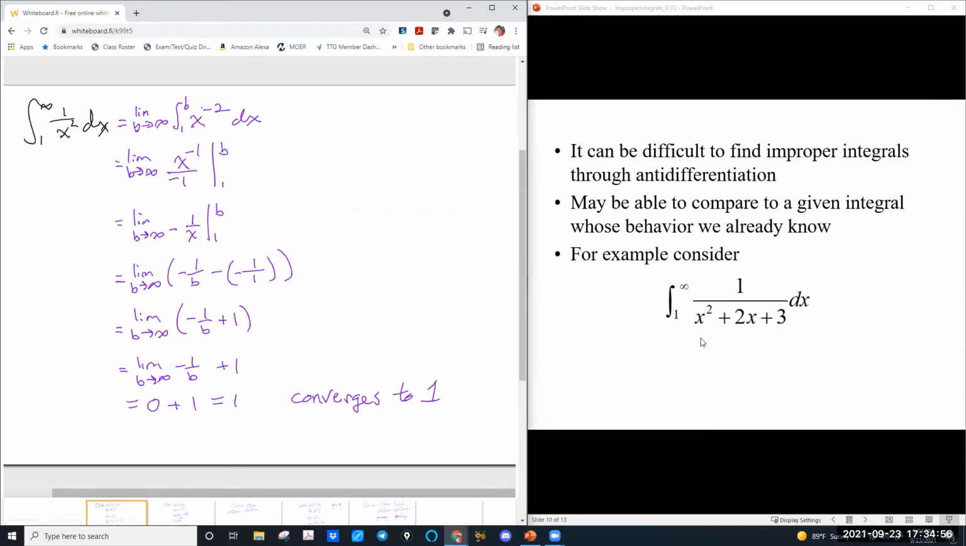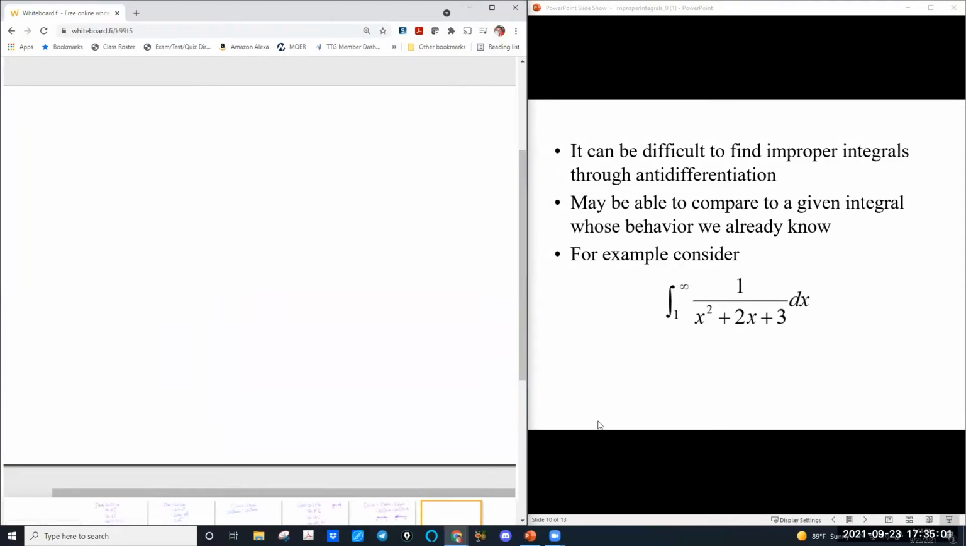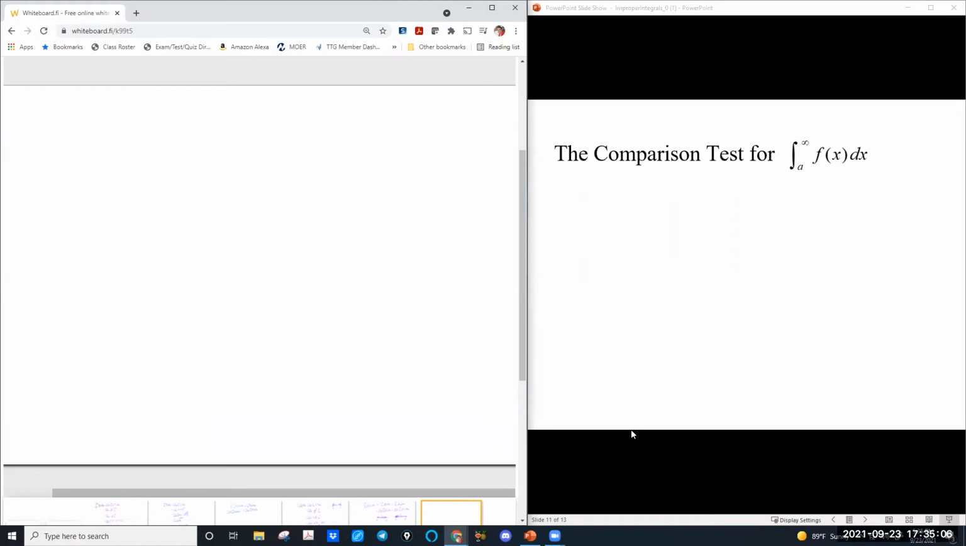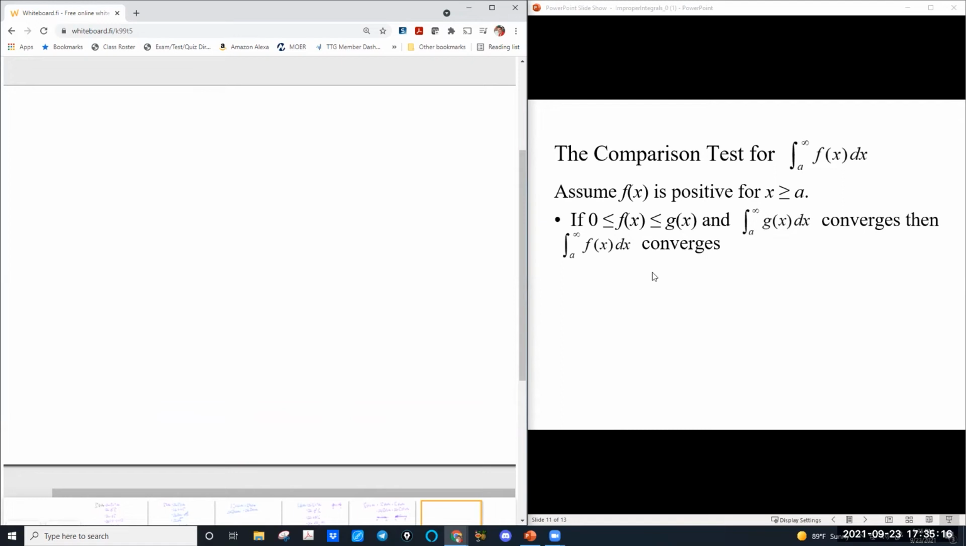So what we're going to do is use something called the comparison test. I'm going to give you an informal way of understanding what's going on with it. Let's talk about the comparison test, then we're going to come back and use it on that example we just looked at. All right. So we've got an improper integral from a to infinity. Now, if f of x is less than g of x, and the improper integral of g of x converges, then the improper integral of f of x converges. Let's talk about why that is.